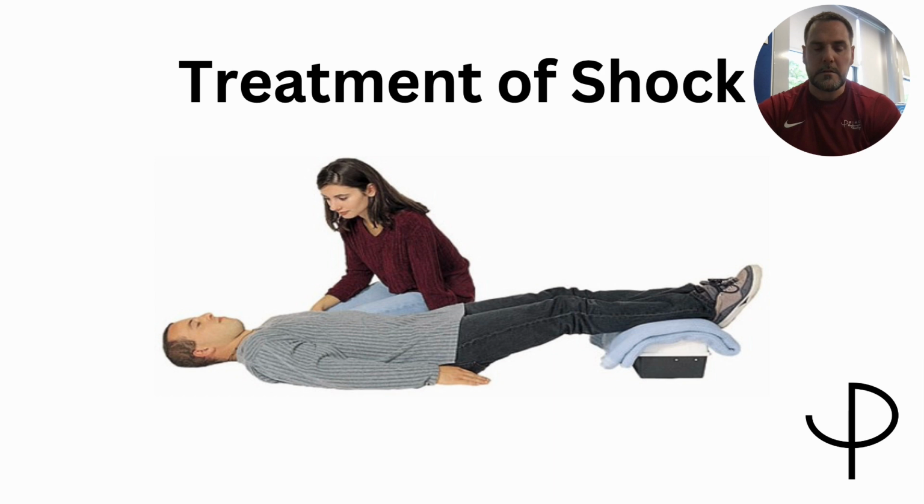This picture highlights the position that we want to put a casualty into who's suffering from shock. So we only do this if the casualty is conscious or if they've just fainted. We want to elevate the legs to about 15 to 20 degrees, and that will just return blood flow to the major organs. We don't want to elevate the legs at too steep an angle, otherwise we won't then be able to get blood flow back to the legs, and if we starve any tissue of blood flow and oxygen, then that tissue will start to die.